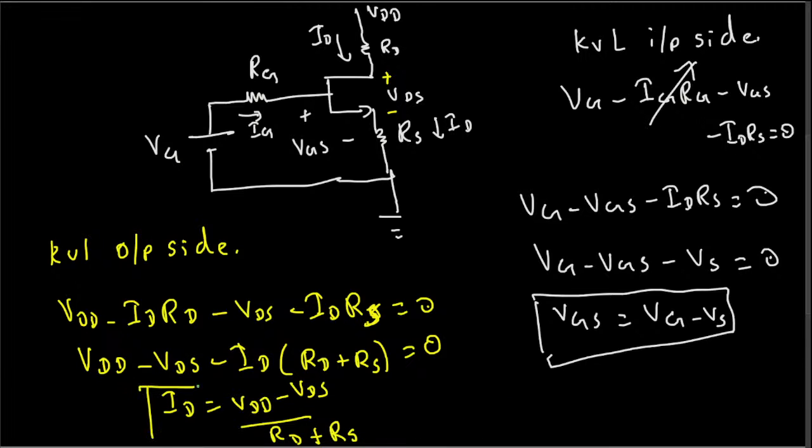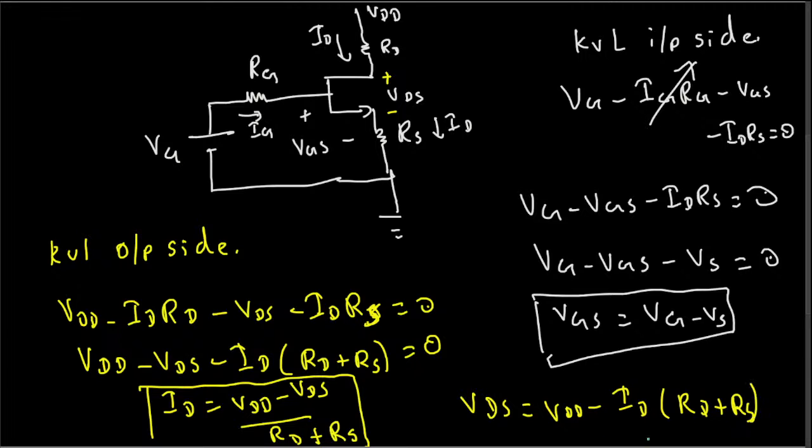So this is the current equation, and then VDS is equal to VDD minus ID times RD plus RS. Okay, this is the VDS equation, and that is it for this video.